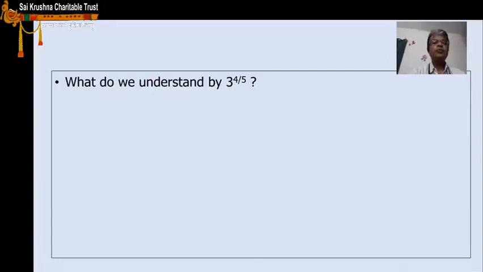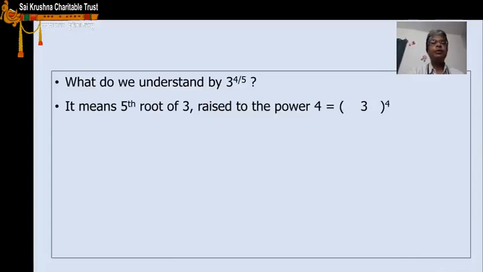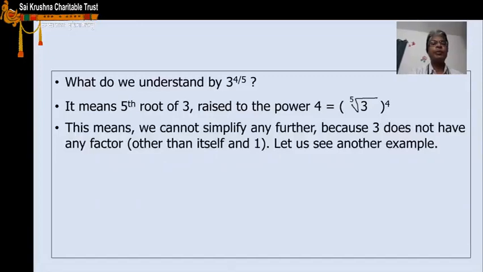Now let us see what we understand by 3^(4/5). We saw that a^(1/2) means the root of a. So this means the fifth root of 3 raised to the power 4, which equals the fifth root of 3, whole power 4. We cannot simplify this any further because 3 does not have any factor other than itself and 1. In the previous example, the simplification ended there itself, because once we get 3^(4/5), we cannot do any further simplification.